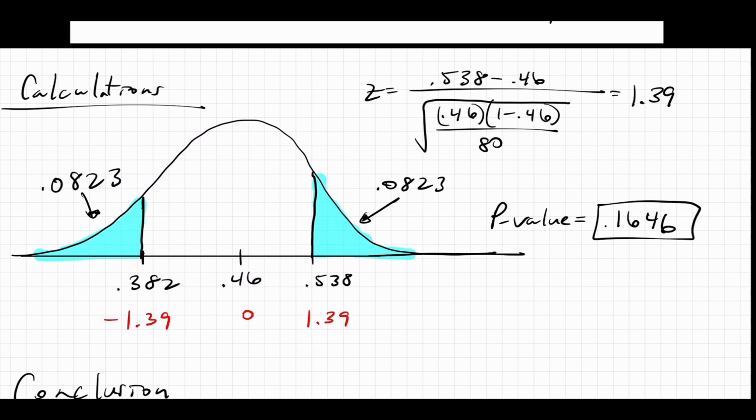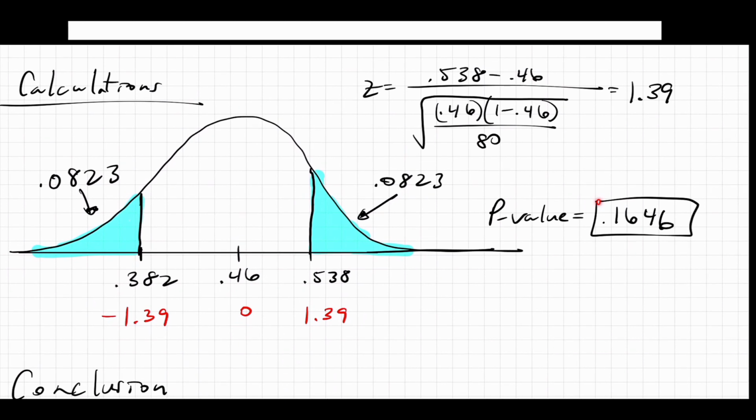So z-score 1.39 and negative 1.39. Each one has 0.0823, so the p-value is both shaded areas, which is right here. That's fine.